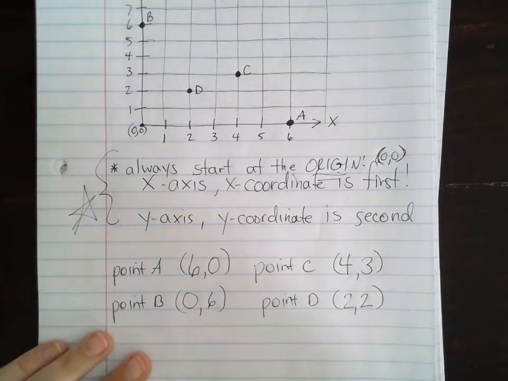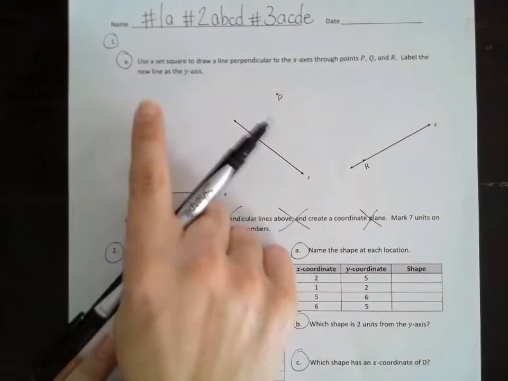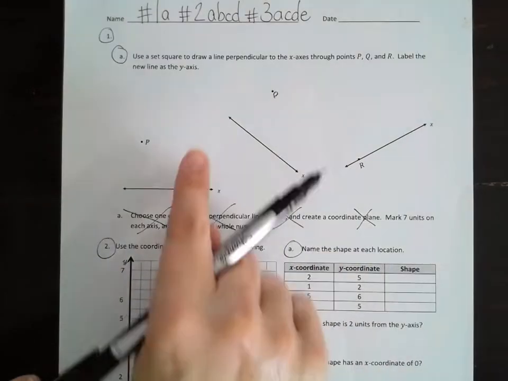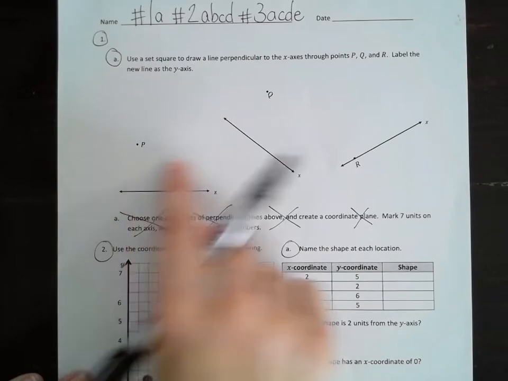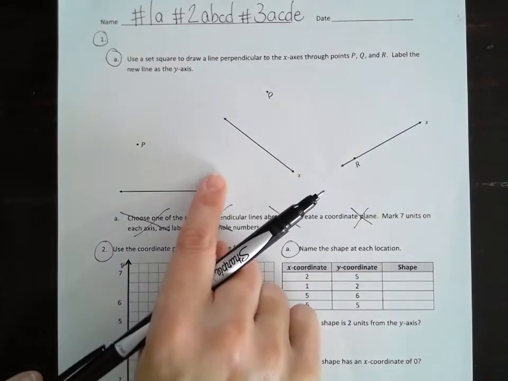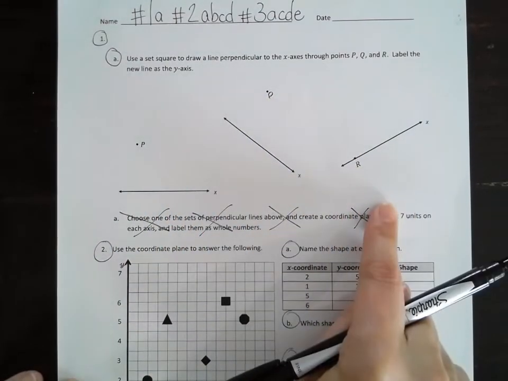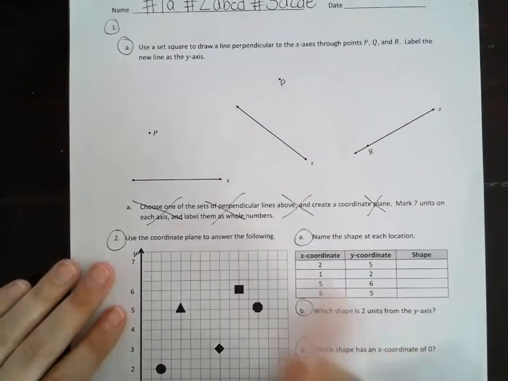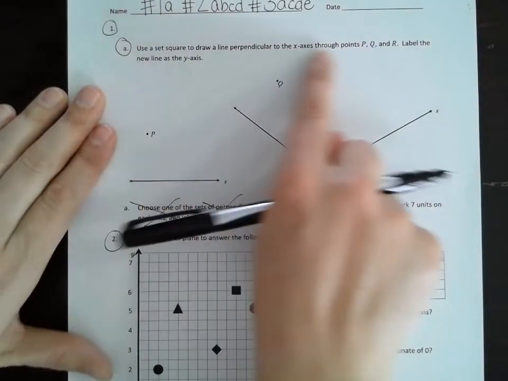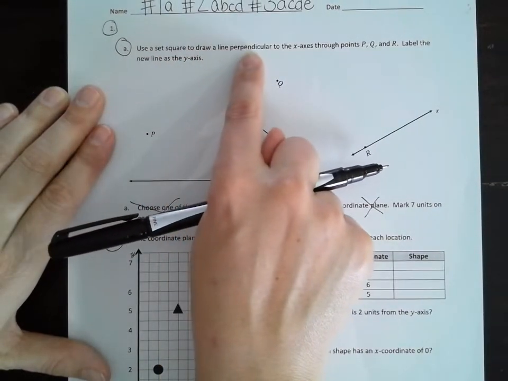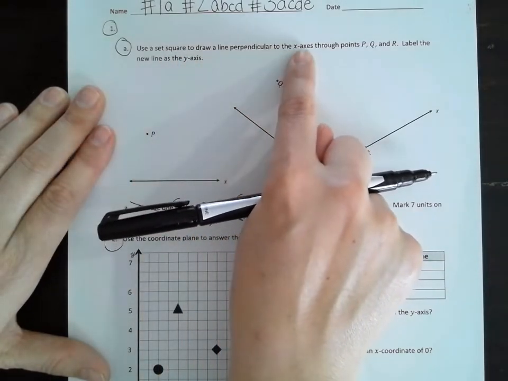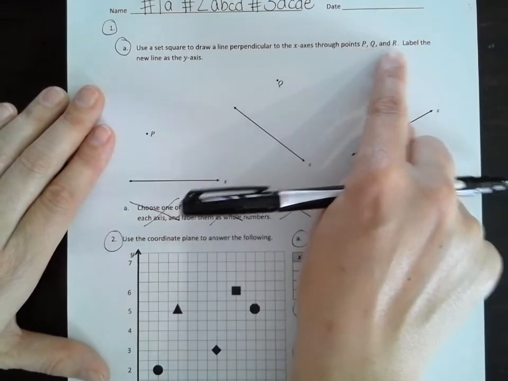Okay? All right, so I'm going to show you the problem set. For the problem set, I've already done these for you on this video. So if you want, you won't have to do these. If you're an at-home person who has this paper, you'll need to practice these 3, okay? Now, going down to number 2, we could do it up here if you want. So remember, it says, use a set square to draw a line. We're not going to use a set square. We're just going to try our best to draw a line perpendicular to the x-axis through points P, Q, and R. Label the new line as the y-axis.